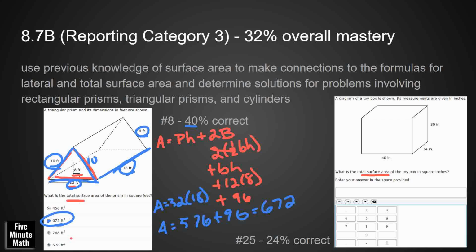Now, only 24% were able to get number 25. I think one of the problems here is that this is a text entry or an equation editor. There's no guessing. You just have to type it in. But we're going to use the exact same formula. We're going to use this area equals perimeter times the height plus double the base. Now, this one's a little bit trickier because since it is a rectangular prism, we need to decide what the base is. So typically, the base is something you're sitting on, so let's make this our base right here.